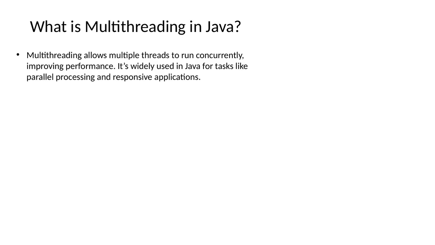By allowing different parts of a program to execute simultaneously, multithreading makes Java applications more efficient and responsive, which is why it's commonly used in various types of software development.